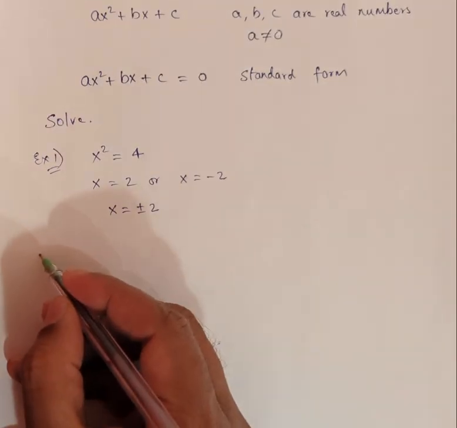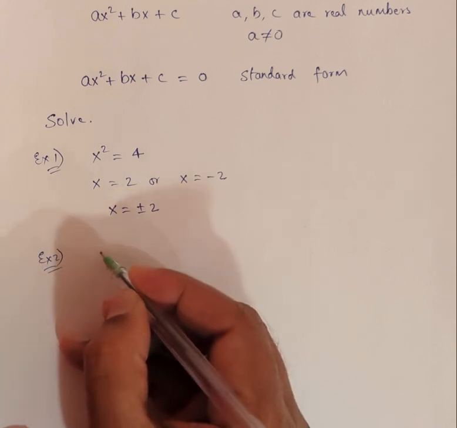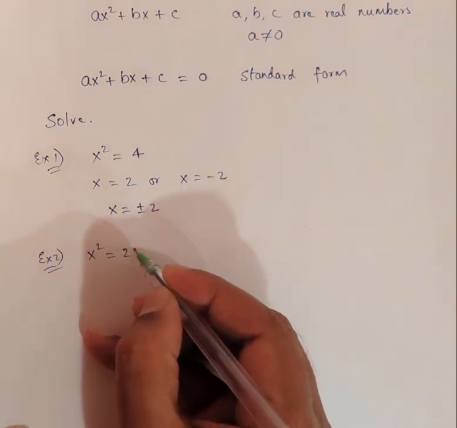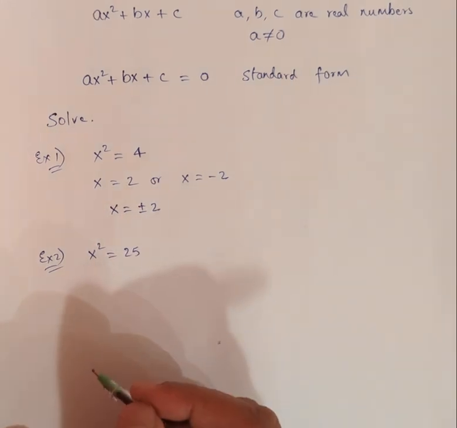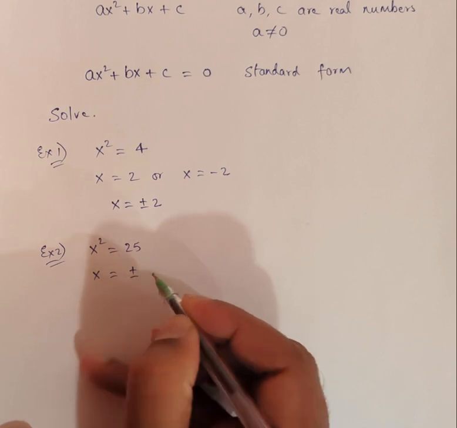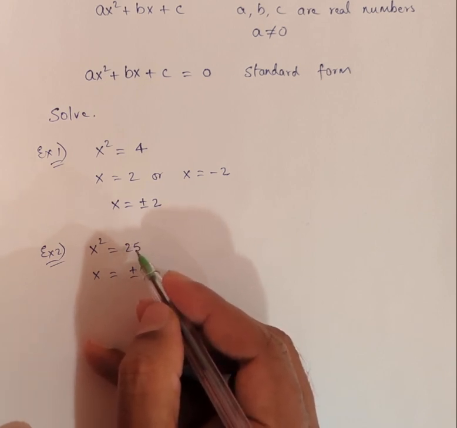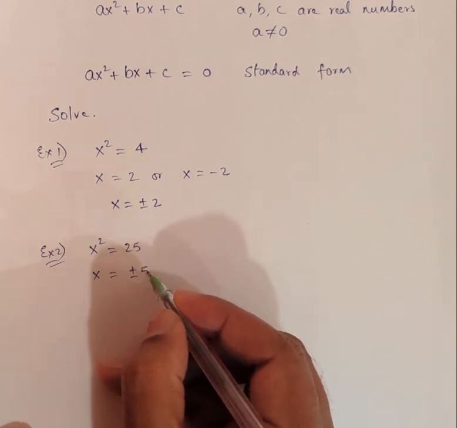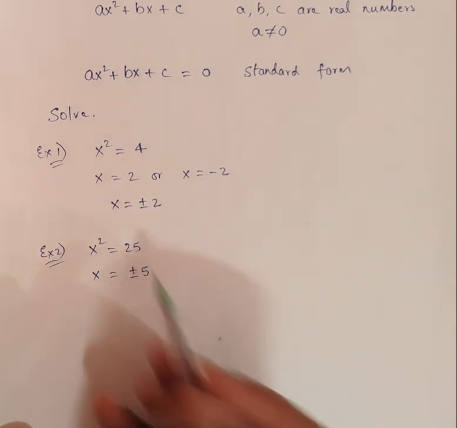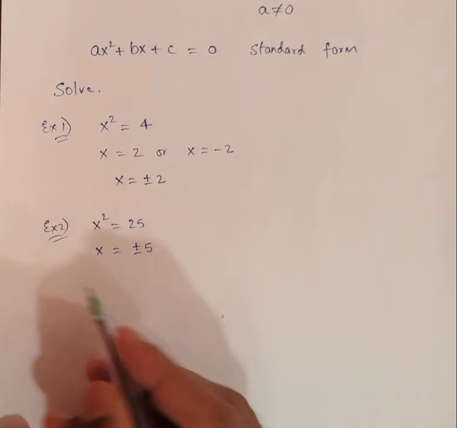All right, let's look at one other example. This time, let's say x square is equal to 25. In that case, x is plus or minus. How do I get 25? By squaring a 5. Whether I square positive 5 or negative 5, I get that answer of 25.